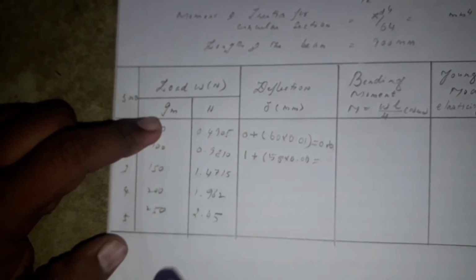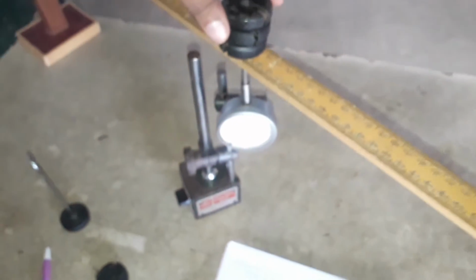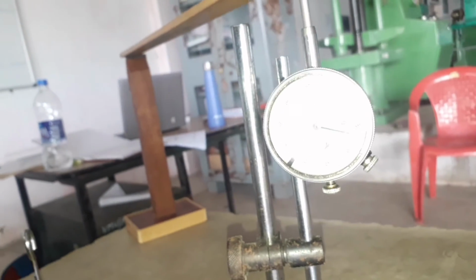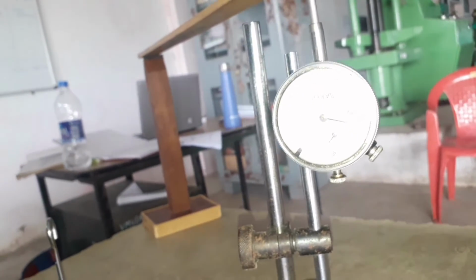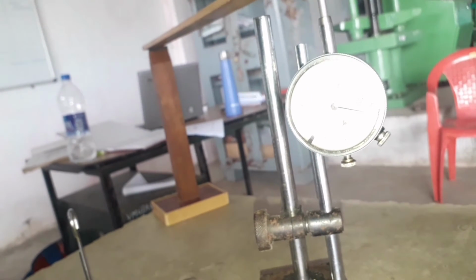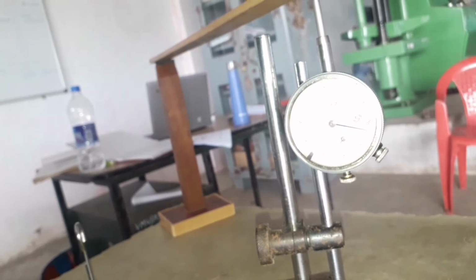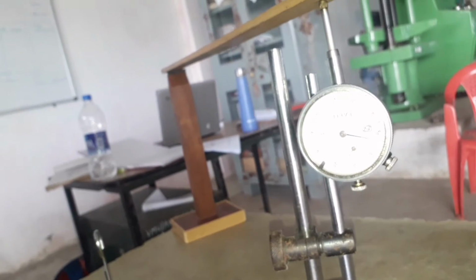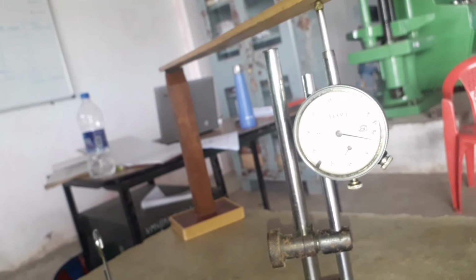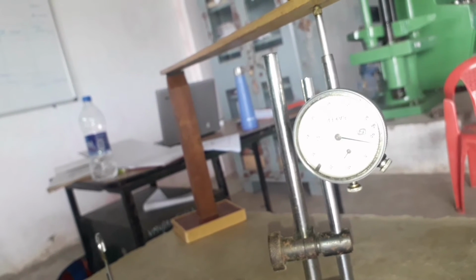Okay, again you add a third 50 grams. Now the total load applied, how much? 150 gram. Okay, so 150 grams. Now the values are 3 plus, and the big one is 96, times 0.01.